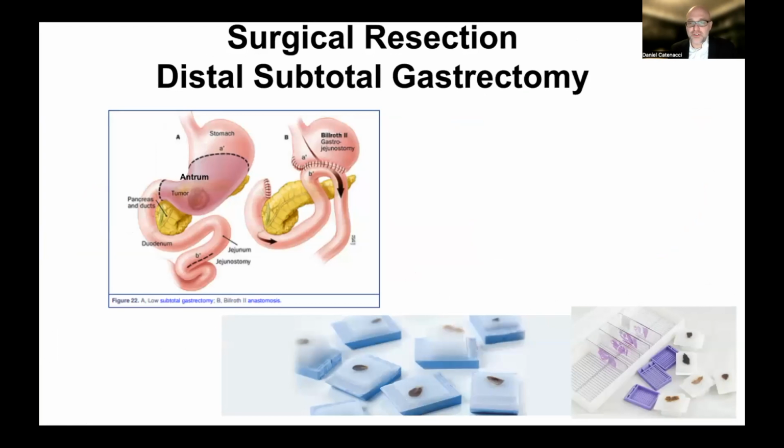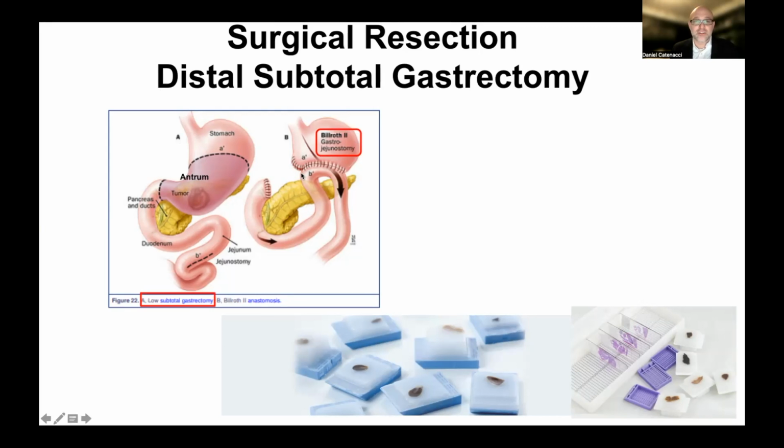So first to start, let's take the scenario of an antral cancer, a cancer at the far end of the stomach, where the top part of the stomach is not involved. It's not a diffuse type gastric cancer, it's an intestinal type. And so what's shown here is a classic surgery, a low subtotal gastrectomy. Low meaning the cut is low in the stomach as opposed to high, as I'll show you in a minute.